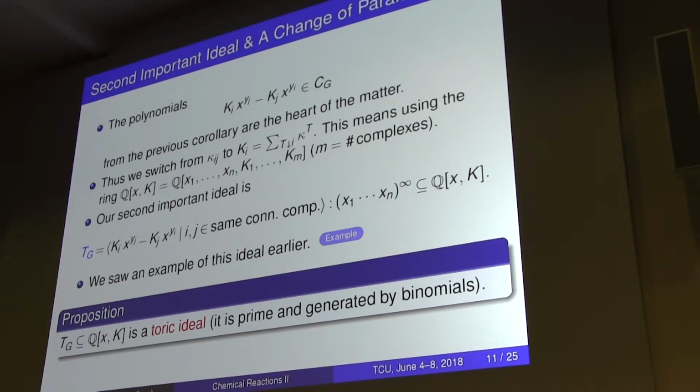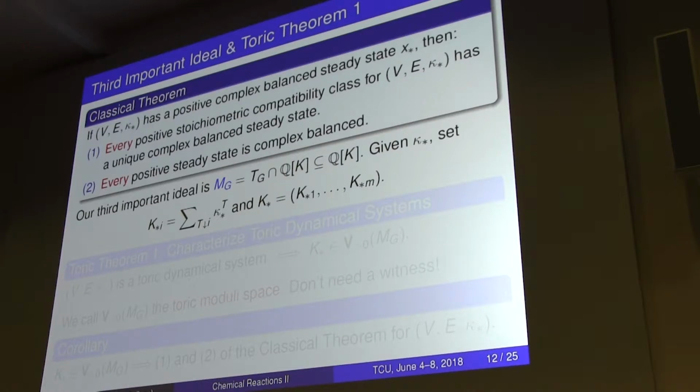At least for me. And so there's our first ideal. But then we get a third ideal, and we're also going to get our first toric theorem. But first, before that, I just want to remind us about some of the cool stuff we saw in the previous lecture.